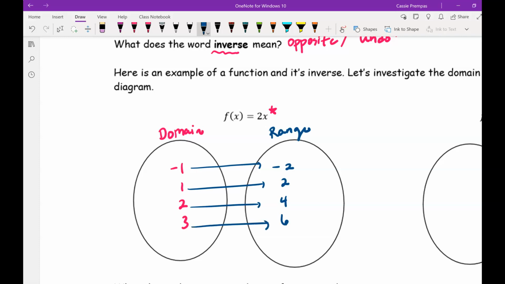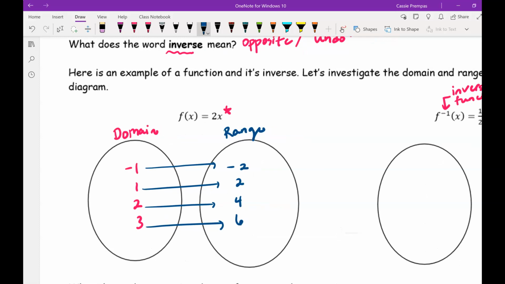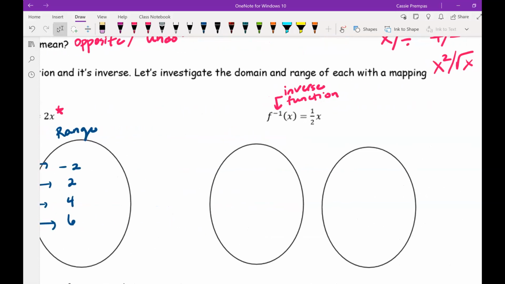Okay, now to study the inverse, if I look at this inverse, the domain is everything. I could plug in any number for x and get a real number answer out for y because there's no x in the denominator and there's no square root. But what I'd like you to do is copy the same values that we saw in the range as the domain for the inverse. So copy the values -2, 2, 4, and 6.